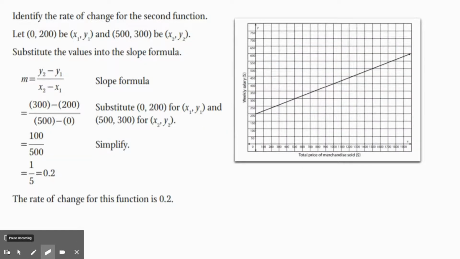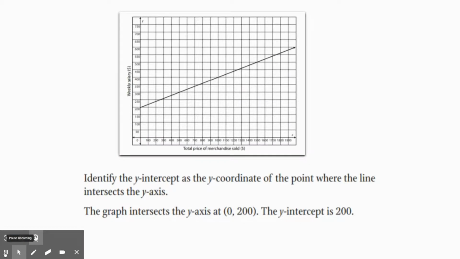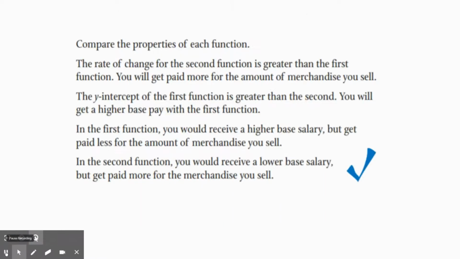For g of x, we have to use the graph. And we could choose any points that we want since this is a linear function. So I would say choose the intercept here. And we could choose another point like (500, 300). And we could just put these 2 points into the slope formula, and we get 0.2. The y-intercept for g of x is going to be this point right here at (0, 200).